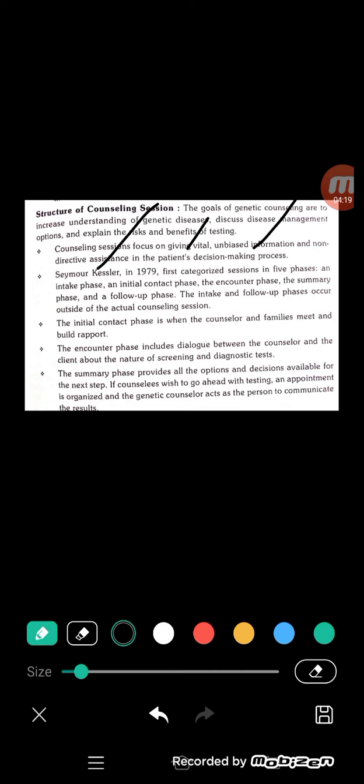As per Seymour Kessler, a scientist who in 1979 first categorized the sessions, a total of 5 phases are involved in genetic counseling. Number 1 is the intake phase, number 2 is the initial contact phase, number 3 is the encounter phase, and number 4 is the summary and follow-up phase. The intake and follow-up phases are outside of the actual counseling session.